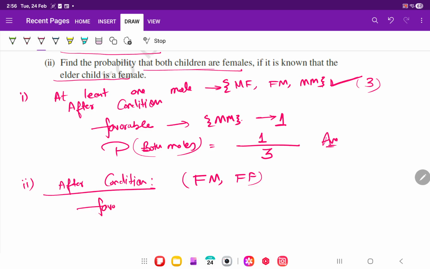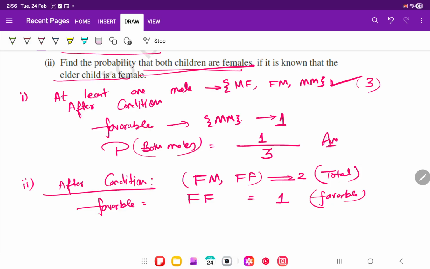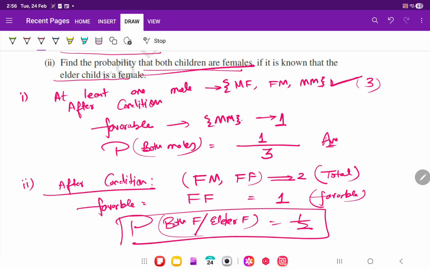So which one is favorable? They want that both are female. So this is the only favorable one, out of two. These two are total, and this is the only favorable. Correct? So what will be the conditional probability that both are female, given that the elder is female? It will be 1 by 2, because only 1 out of 2 is there. Okay? Easy question. Let's do one more quickly.